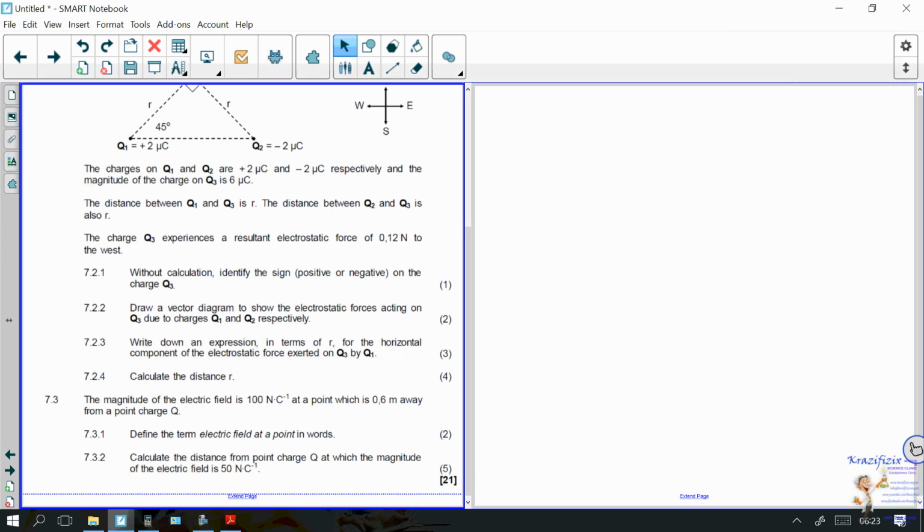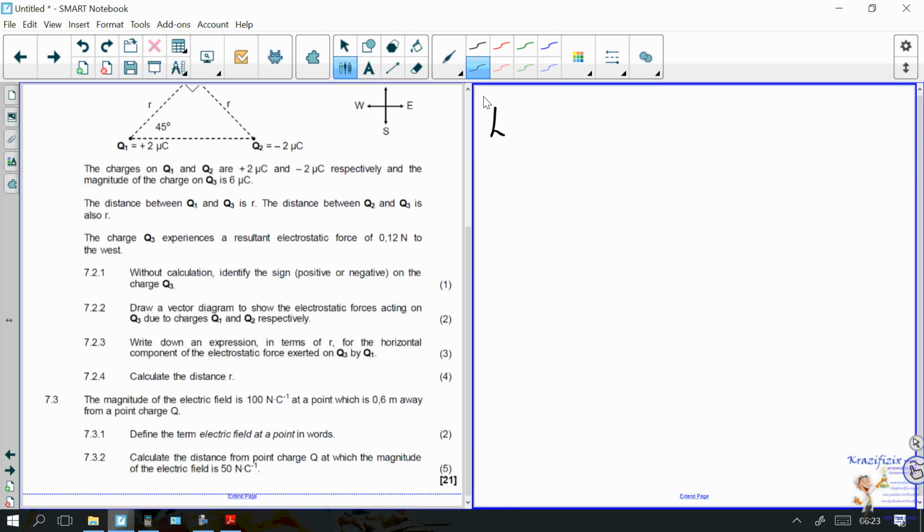The magnitude of the electric field is 100 newtons per coulomb at a point which is 0.6 meters away from a point charge Q. Okay, it's a different question completely now. Define the term electric field at a point. All right, this we need to know. Electric field at a point.